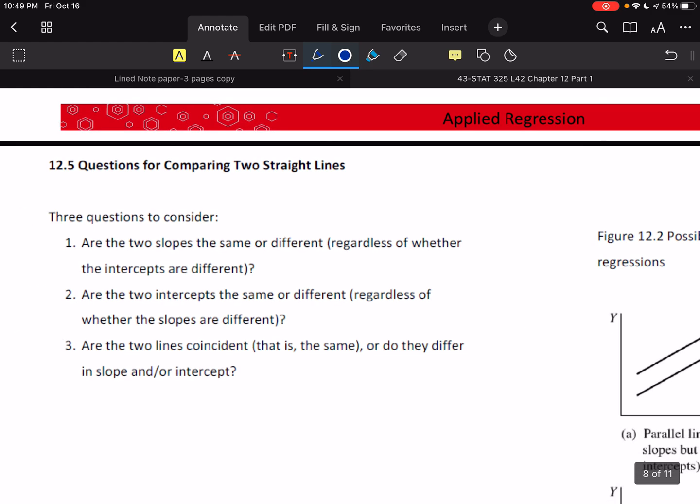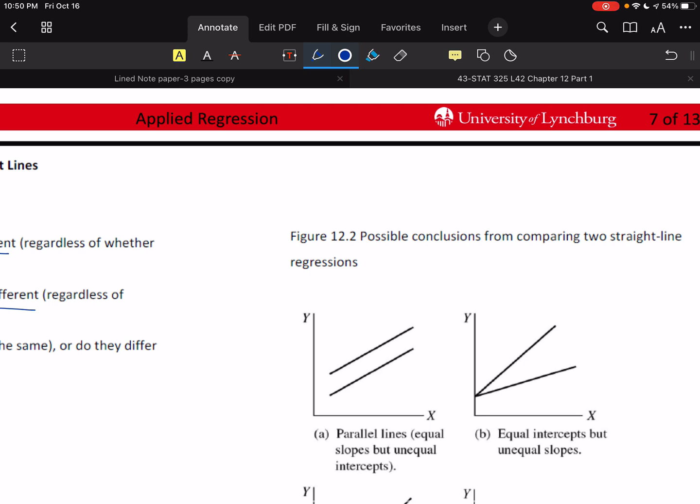So now we may want to consider three questions. The first is, are the two slopes the same or different? And this is regardless of whether the intercepts are different. Okay, so we may just be interested in whether the slopes are the same or not. We may be interested in whether the intercepts are the same or not, regardless of the different slopes. And then finally, are both the slopes and intercepts the same? If they are the same, we call them coincident. They're identical, okay? So let's look at some examples of what we're saying here.